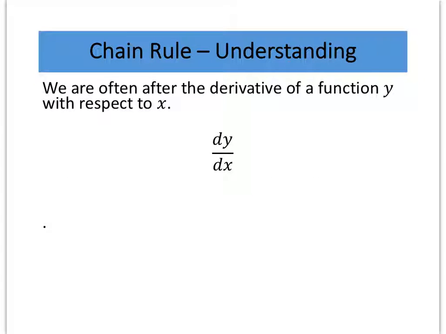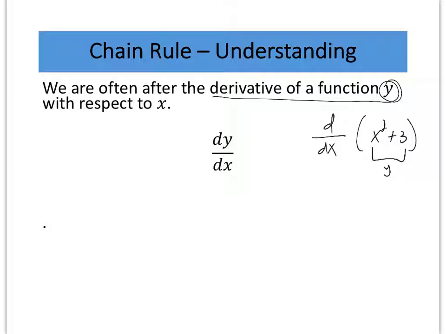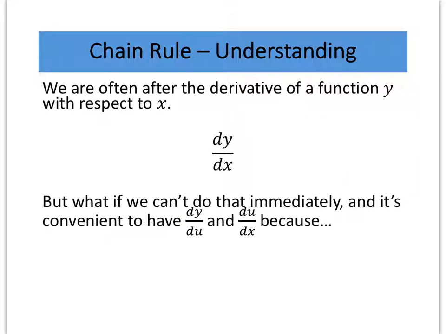So something that's really useful is that when we refer to a derivative, we're taking the derivative of a function we call y, with respect to x. A lot of the time I will write d over dx of something like x squared plus 3 because my function is y. And this is another way of writing dy dx. It's really convenient to have dy dx because I'm taking the derivative of the function where my input variable is x. But what if we can't do that immediately?